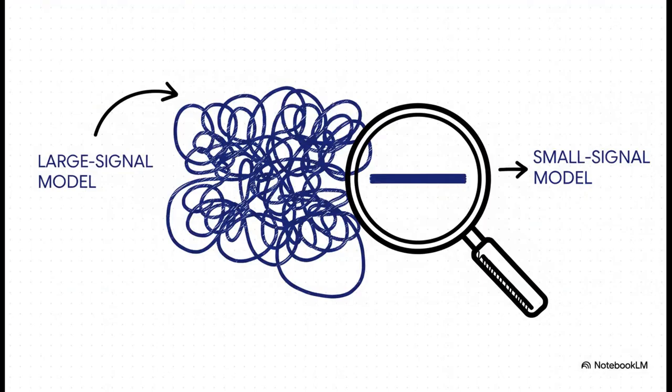Here's an analogy. Imagine trying to predict the exact path of a single water molecule in the middle of a raging waterfall. That's kind of like the large signal model. It's incredibly complex, but it's the total truth. Now, imagine you don't care about one molecule, you just want to know which way the water is generally flowing. That's the small signal model. It's a simple, powerful approximation that gives us the answer we actually need without getting lost in the weeds.